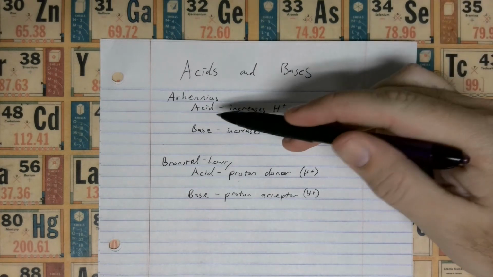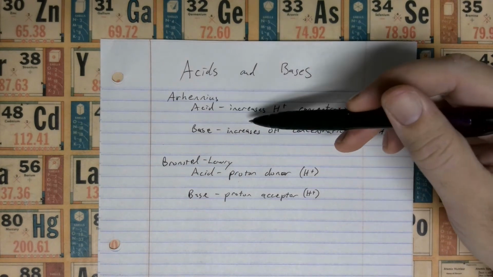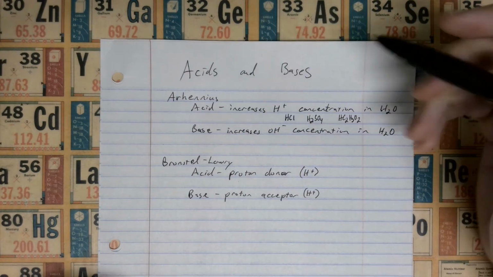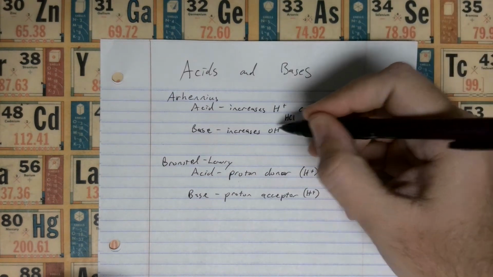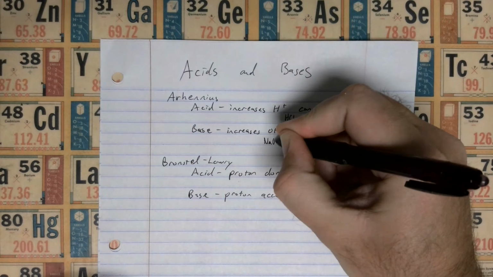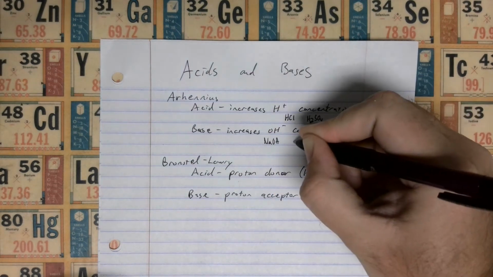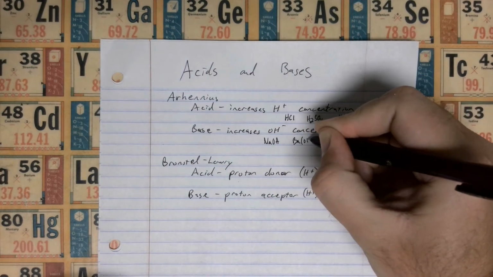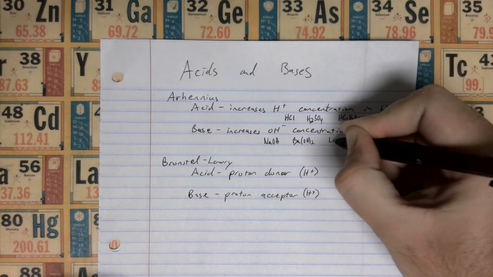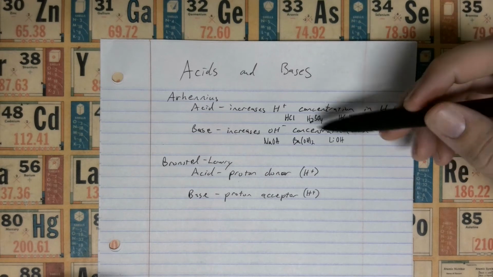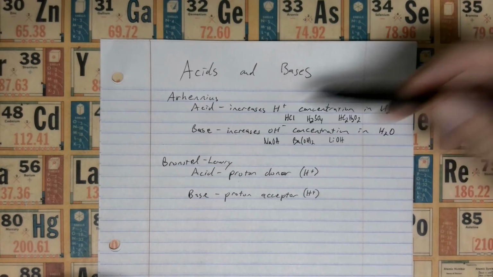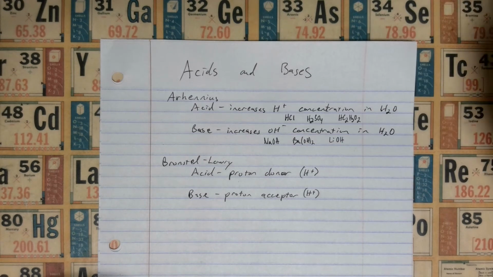And then an Arrhenius base is something that increases the OH minus concentration in water. Those would be things that have a hydroxide, the OH, at the end. So something like sodium hydroxide or barium hydroxide or lithium hydroxide. If I put those in water, they're going to dissociate, and I'm going to produce more OH minus, more hydroxide, and therefore increase the pH.